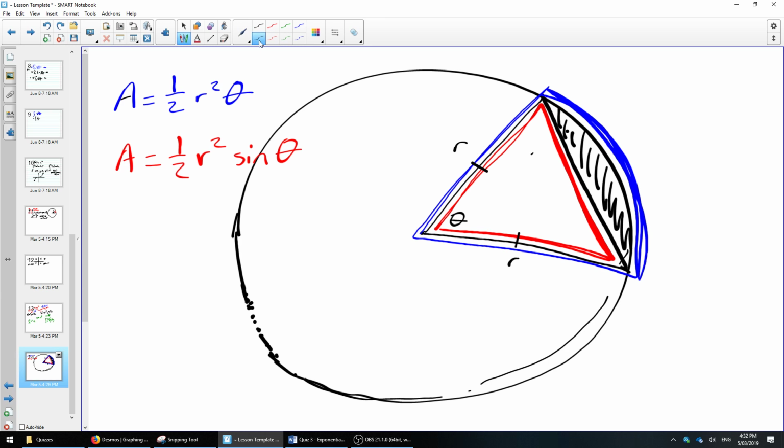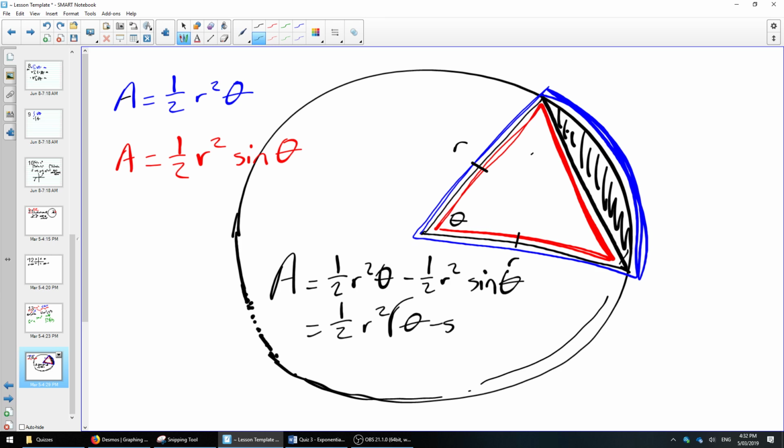So therefore this area in there is that blue one, half r squared theta, minus half r squared sine theta, which we can then factorize to be half r squared, theta minus sine theta. Again, you want to be working in radians when using this formula, because if you're in degrees, you might accidentally do 30 minus sine 30, which would be 30 minus a half.